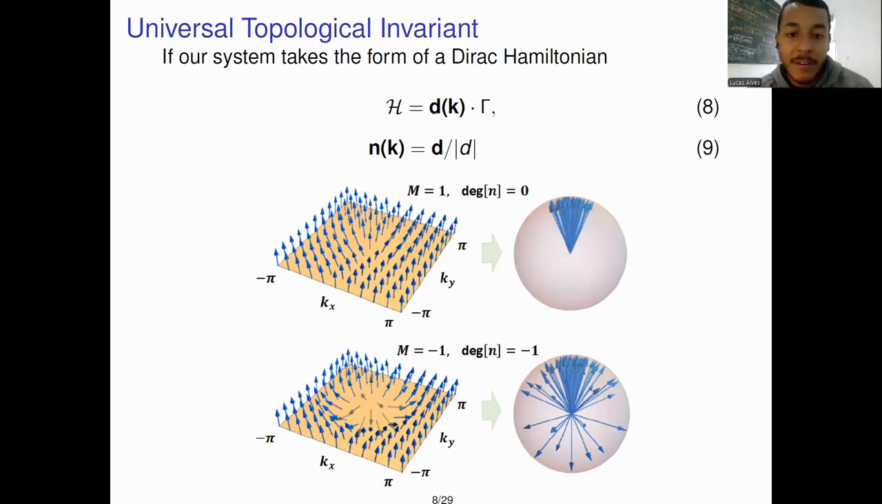The general form of a Dirac Hamiltonian is in equation 8, where these gamma are Pauli matrices and this vector D contains the momentum dependence of our systems. We can define a unitary vector by normalizing D. And the idea here is to map the states of the torus in the sphere and count how many times it wraps around. This is an integer number, and we call it the degree of the map.